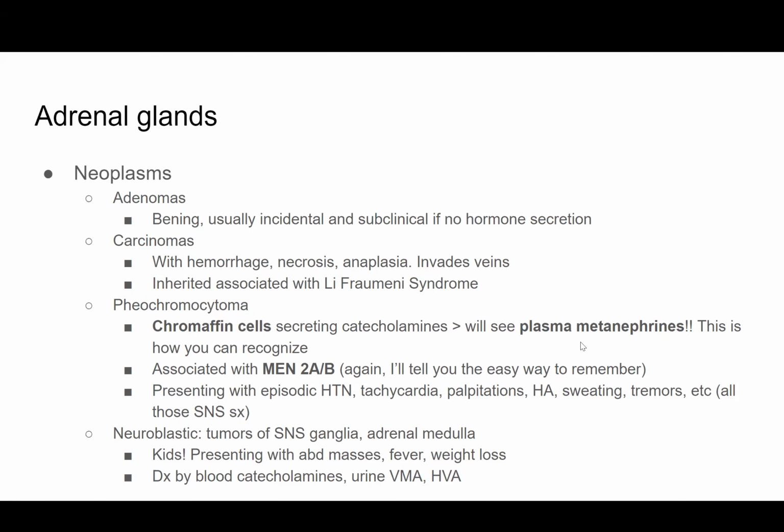Then neuroblastic tumors, this is kids. So this is tumors of the sympathetic ganglia, adrenal medulla. So again, because we're talking about the ganglia, you're going to see the catecholamines, urine VMA, HVA, but you're looking for a kid at this point with the neuroblastic tumor.